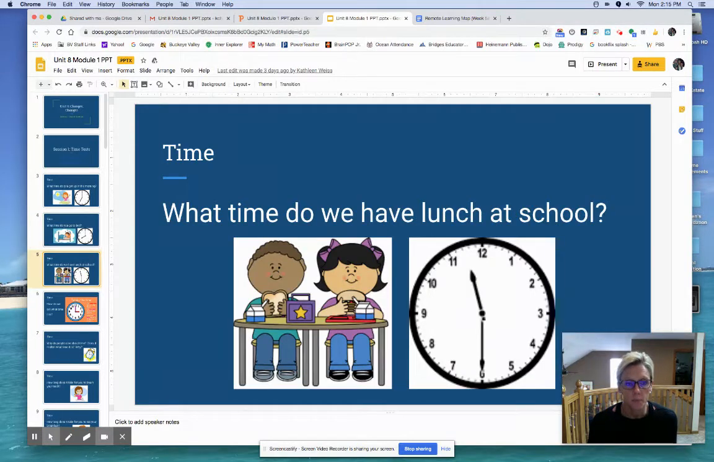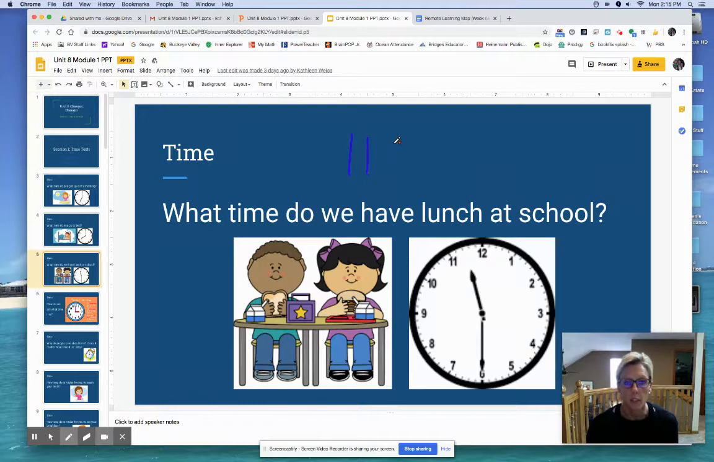What time do we have lunch at school? And this clock actually shows about the time if we were at school that you would be eating lunch. Now take a look. It still has the short little hour hand pointing right in between the 11 and the 12. But now that minute hand is straight down at the 6. So what time do you think that might be? It's a little trickier, I know. Okay, this is 11:30.